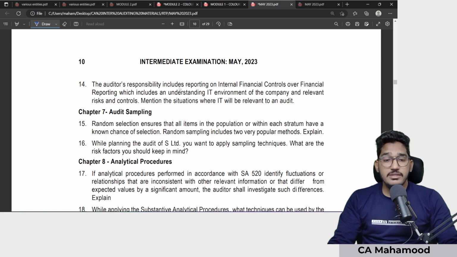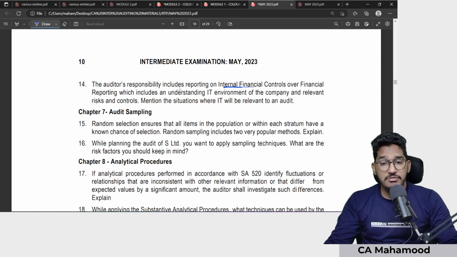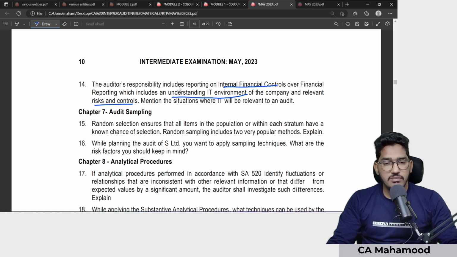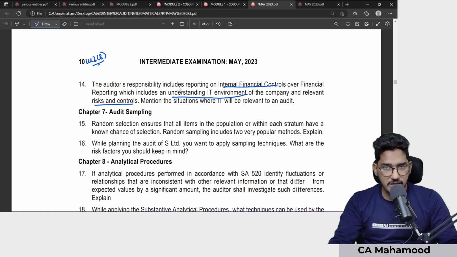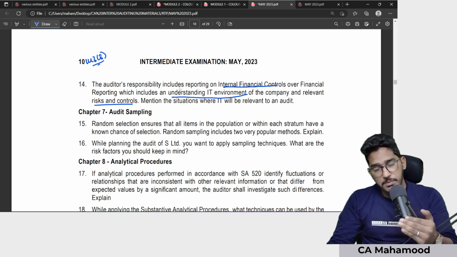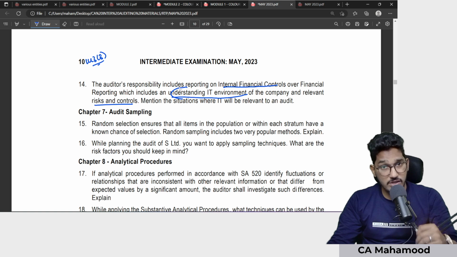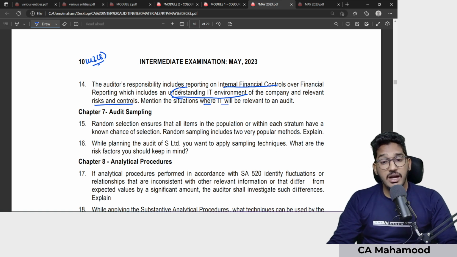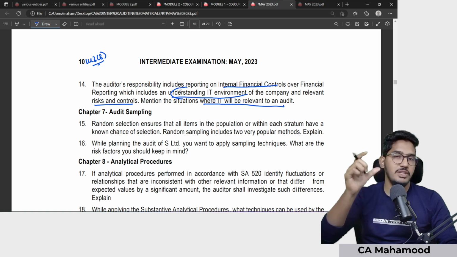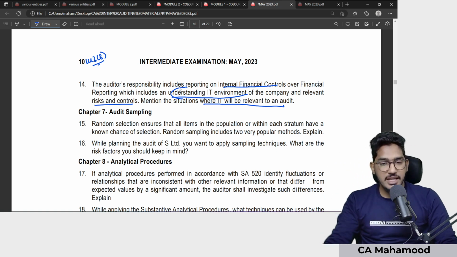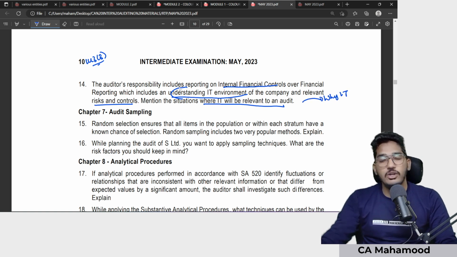Next one. The auditor's responsibility includes reporting on internal financial controls over financial reporting, which includes an understanding of the IT environment of the company and relevant risk and control. First, they have given one statement that, as we know, as per 143 subsection 3, auditor is required to report on internal financial controls. So in order to report on that, we need to have an understanding of IT environment. Okay, this is a statement, but what is the question? Mention the situation where IT will be relevant to the audit. See, statement is something, question is something else. In the statement, they are saying you need to obtain understanding of environment. But the question which they are asking is why IT will be relevant in audit.